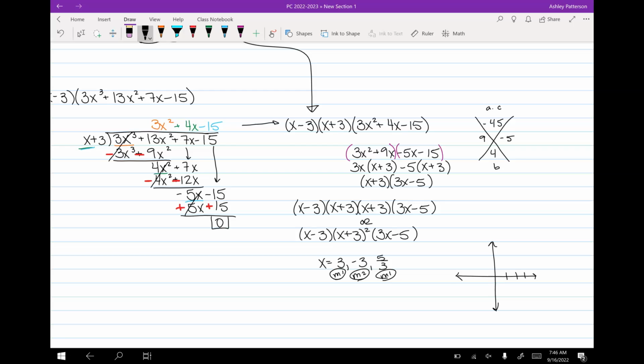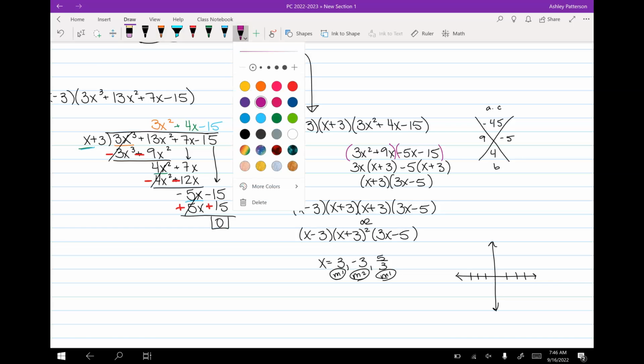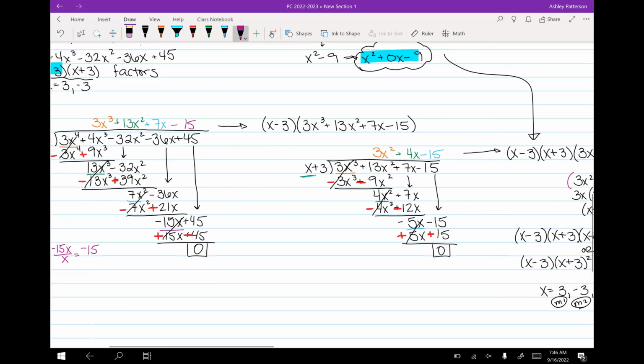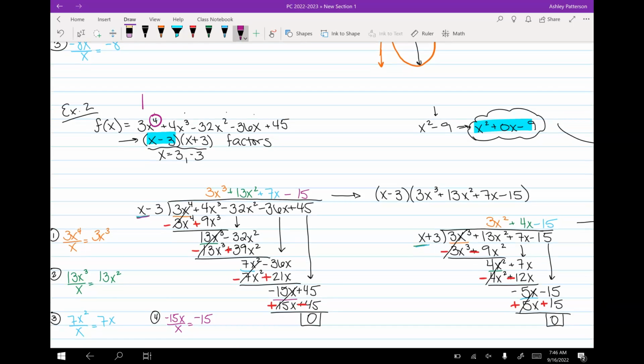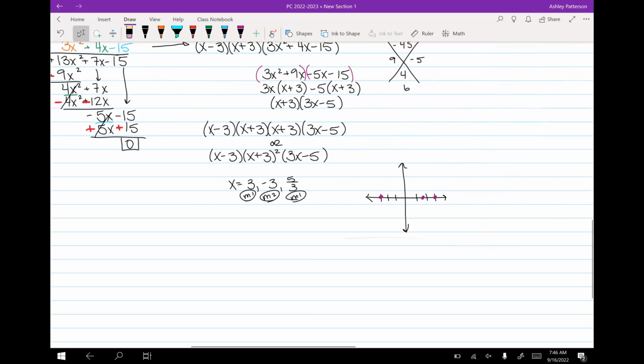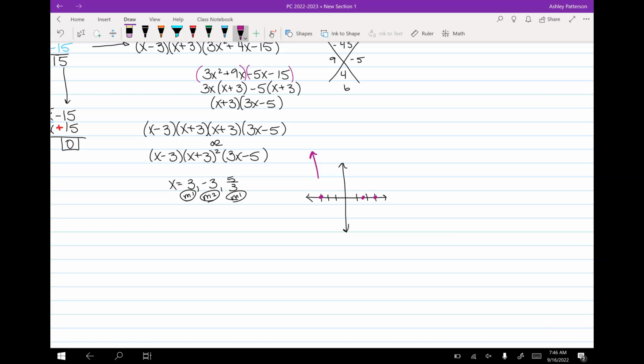So if we were to sketch, because that's ultimately where all this is going, all of this is related. Let's use this fantastic color. We've got 3 and negative 3, and then 5/3 is about 1 2/3, so we'll go right about here. It is an even degree function. There are 4 roots. It is a quartic. The leading coefficient is positive, right? Going back here, 3 is positive. So therefore, our end behavior is going to be the same. It's going to be up and up.